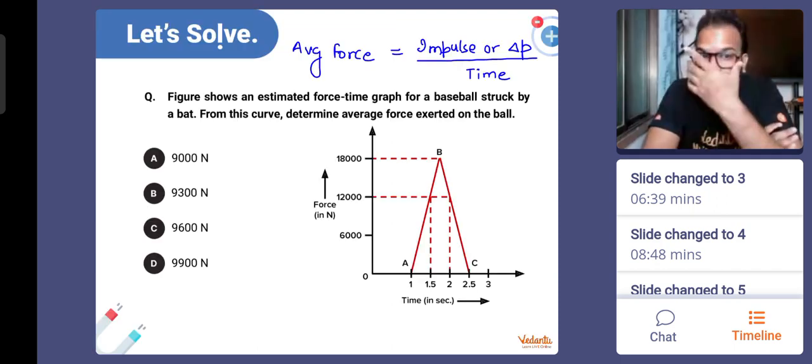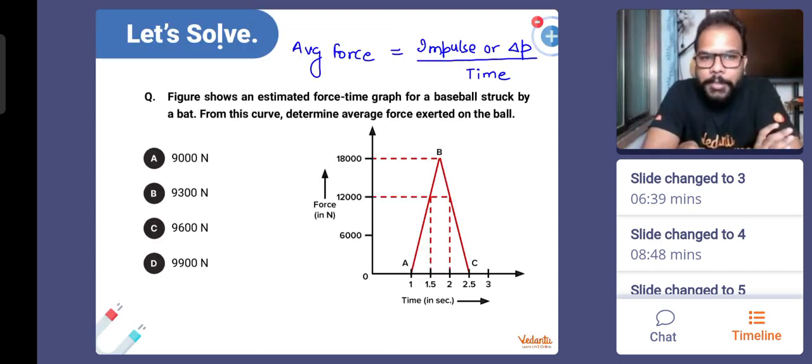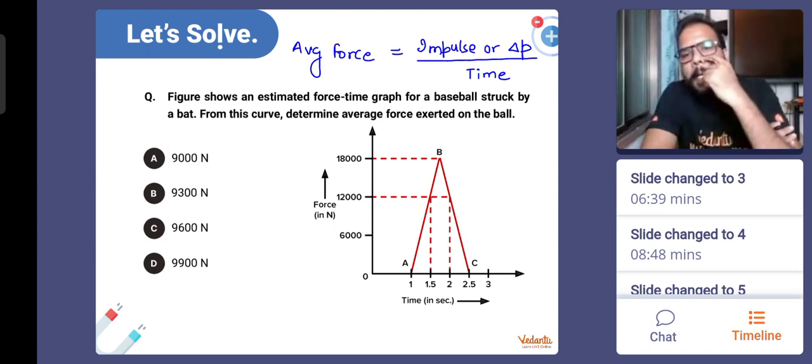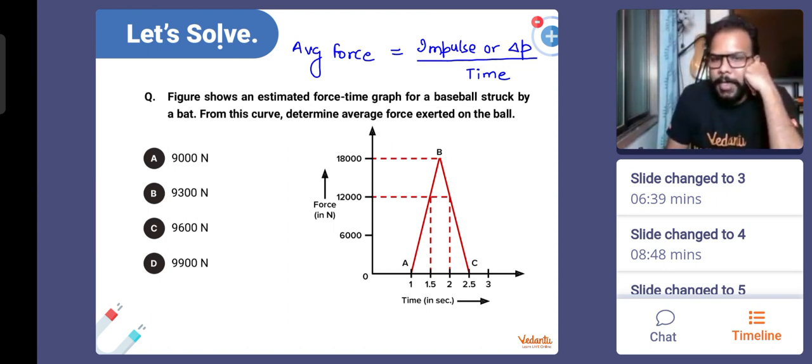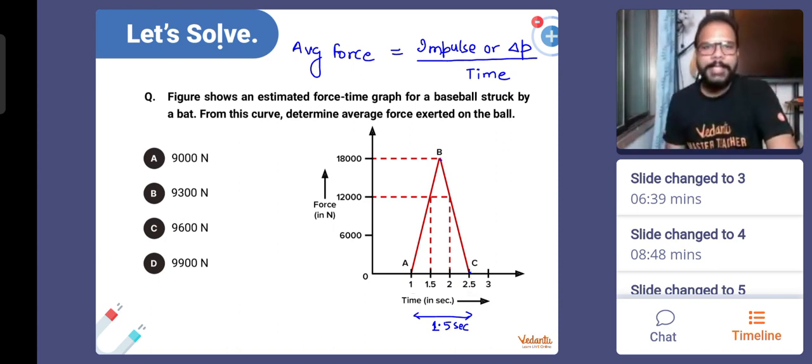Pay attention. It says that the figure shows an estimated force time graph for a baseball struck by a bat, or you can say a cricket ball struck by a bat. So what does it show? That for 1 second there is no force acting on the ball. At t equal to 1, the force acts, it rises suddenly to value b, and then the force reduces suddenly and becomes 0. This happens for 2.5 minus 1, that is 1.5 seconds, which is a decently short duration of time.